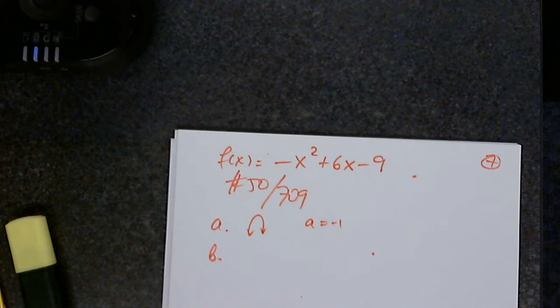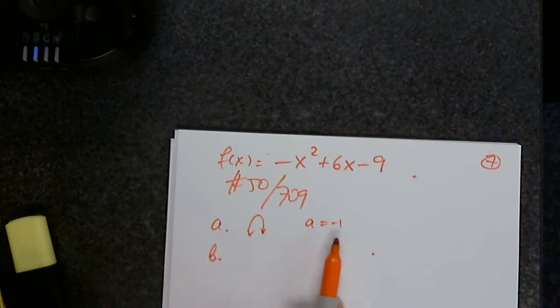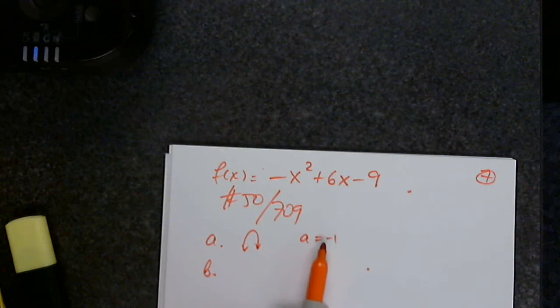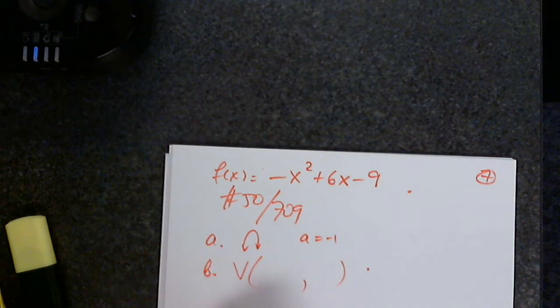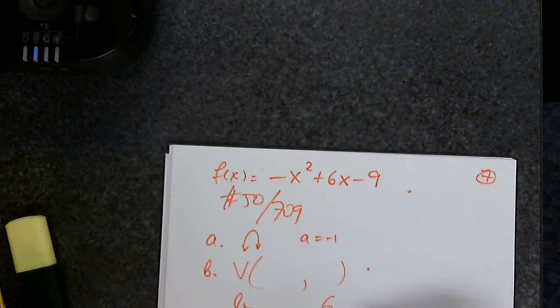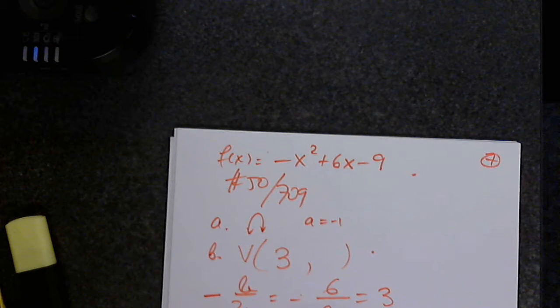Okay, so indeed the vertex is a maximum because the leading coefficient is negative. The x-coordinate of the vertex is negative b over 2a, which is negative 6 divided by negative 2, so 2 times negative 1 is negative 2. So this is 3. Now how much is f of 3?